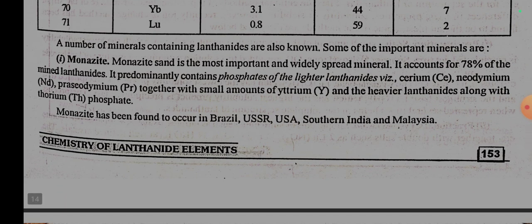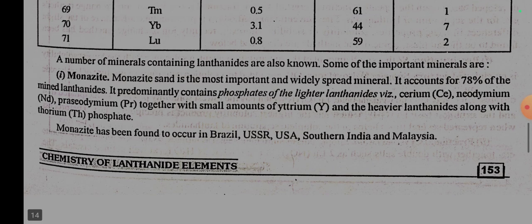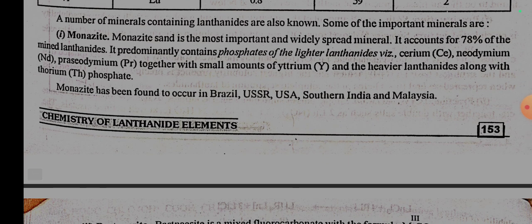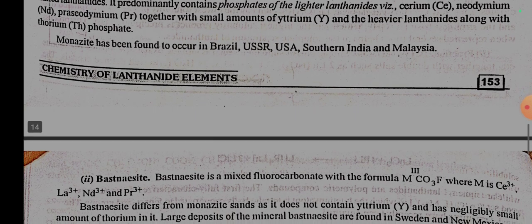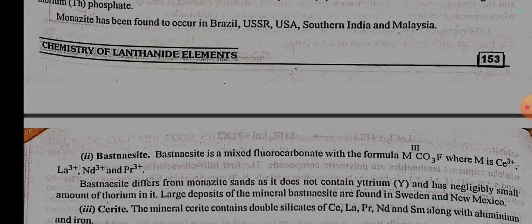A number of minerals containing lanthanides are also known. Some important minerals are: number 1, monazite. Monazite sand is the most important and widely spread mineral. It accounts for 78% of the mined lanthanides. It predominantly contains phosphates of the lighter lanthanides, with cerium, neodymium, praseodymium, together with small amounts of europium and the heavier lanthanides, along with thorium phosphate. Monazite has been found to occur in Brazil, USSR, USA, Southern India, and Malaysia.